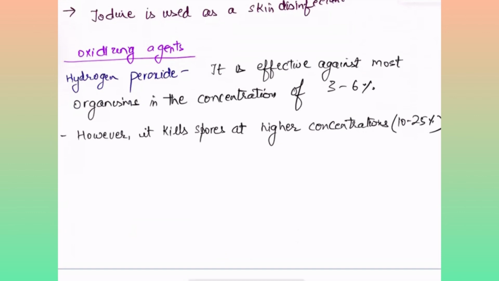Oxidizing agent, hydrogen peroxide. It is effective against most organisms in the concentration of 3 to 6%. However, it kills spores at higher concentration, that is 10 to 25%.